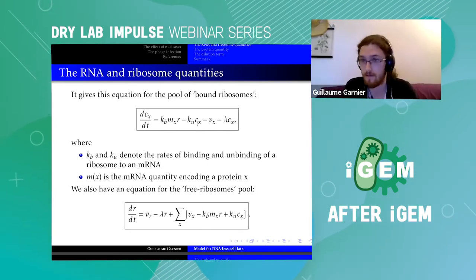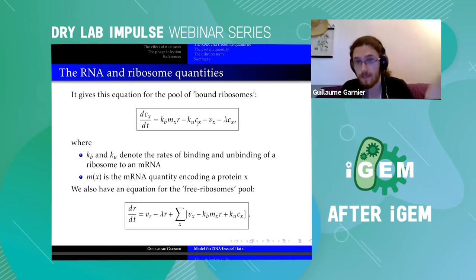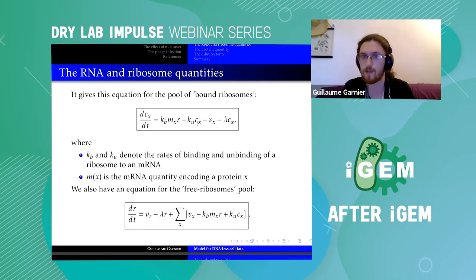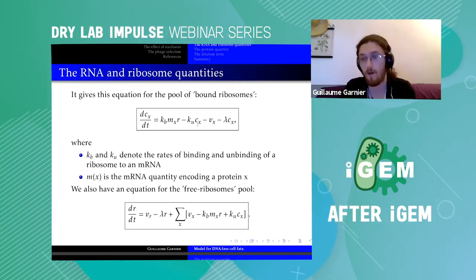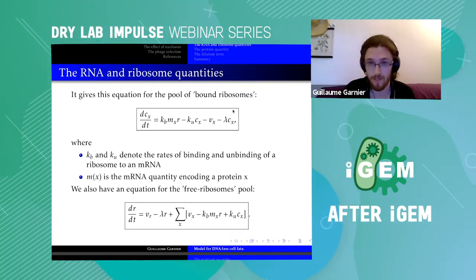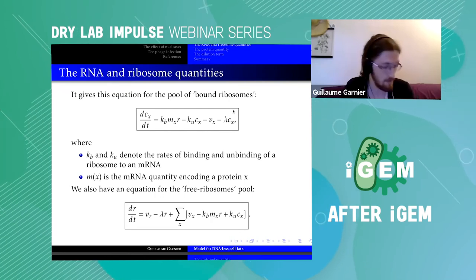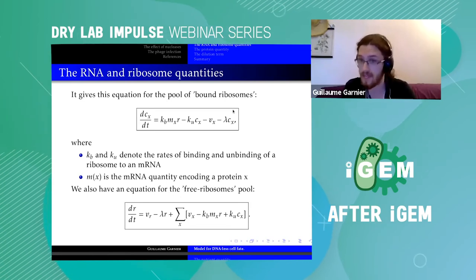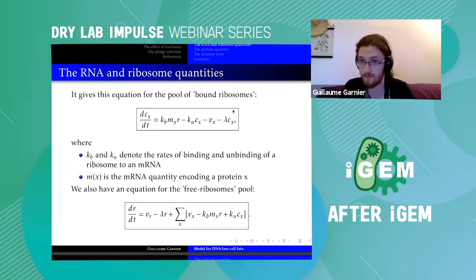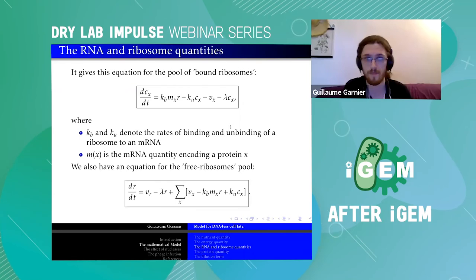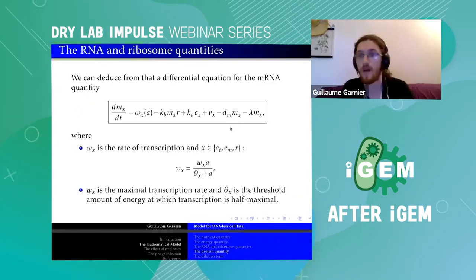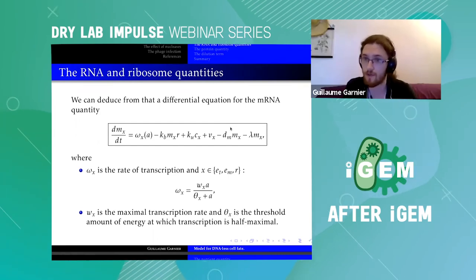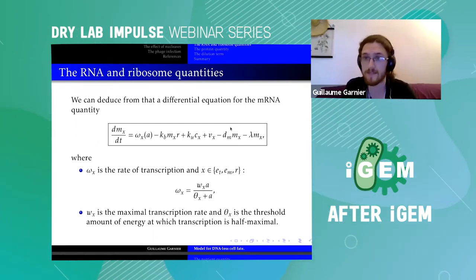And they will just decrease the number of bound ribosomes even if they didn't translate a new protein. We still have the deletion term. And in the same way, we also have an equation to describe the dynamics of free ribosome. Due to that, we are able to deduce a differential equation to describe the dynamics of RNA inside the cell.